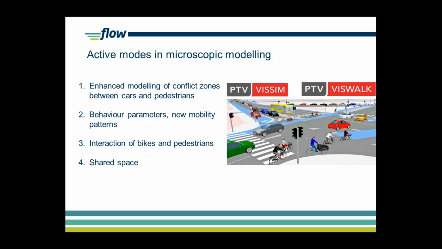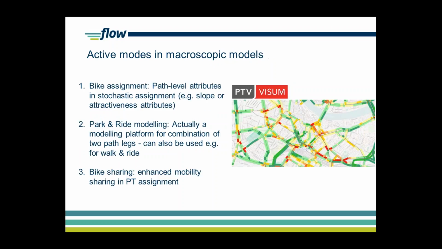Specifically looking at the microscopic modeling and what's being developed within the FLOW project, PTV has updated its microscopic model in the four ways that are listed here. First, by enhancing the modeling of conflict zones between cars and pedestrians, so it's modeled more accurately, more reflecting of reality. Then behavior parameters and new mobility patterns. Also the interactions of bicycles and pedestrians, and, interesting and very challenging, shared space. So how do you look at the interactions between the different participants in transportation in shared space?